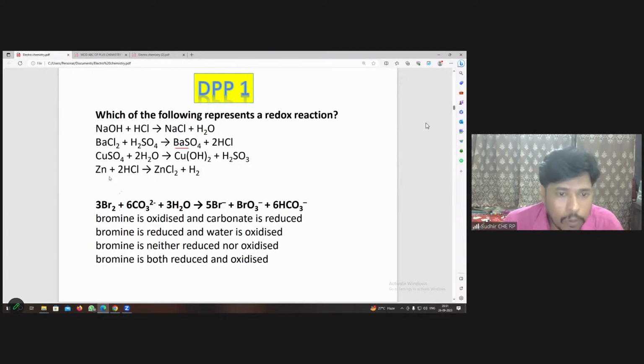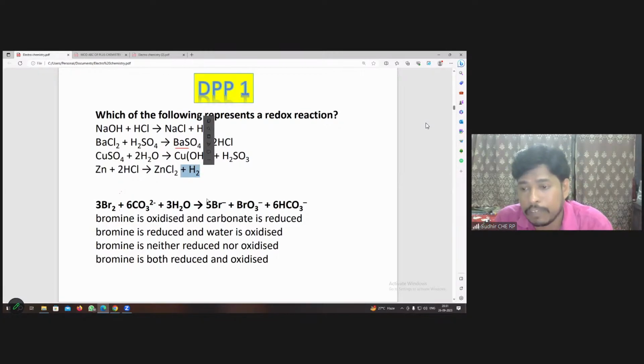So 0 to +2, there is an increase in the oxidation number. Hence, zinc is undergoing oxidation. From the hydrogen point of view, if I consider hydrogen in hydrogen chloride or hydrochloric acid, it is present in +1 oxidation state. Right or not? It is present in +1 oxidation state. These two H+ ions in the hydrochloric acid will be accepting 2 electrons lost by the zinc, so that the 2 H+ ions are discharged or liberated in the form of neutral hydrogen gas.